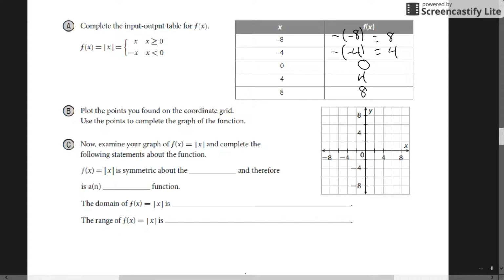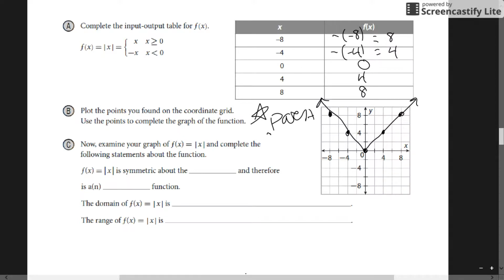So now we can plot these points on our graph. When we inputted -8, our output was +8. When we inputted -4, our output was +4. Then 0, 0, 4, 4, and 8, 8. So if we graph this, this is very important because this is our parent function. This is the original absolute value function right here.